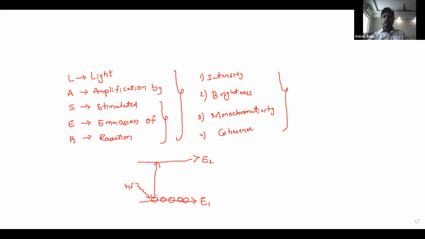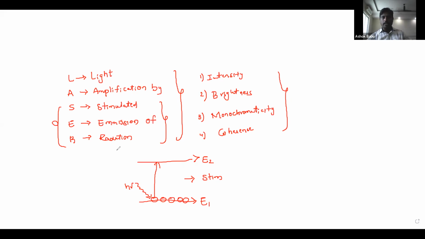When the atom in the ground state absorbs some energy, what will happen? The atom is excited to the higher energy state. This is called stimulated absorption. So the process to amplify the light is stimulated emission of radiation, and we have to know about it. Here three processes are there: stimulated absorption, stimulated emission, and one more, spontaneous emission.